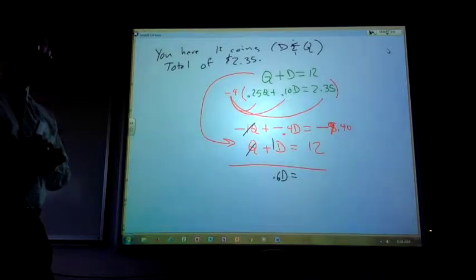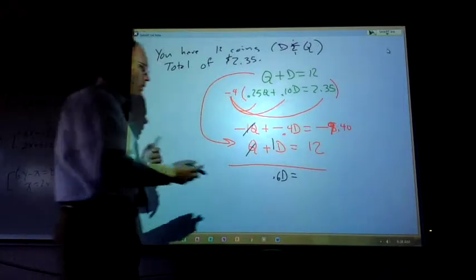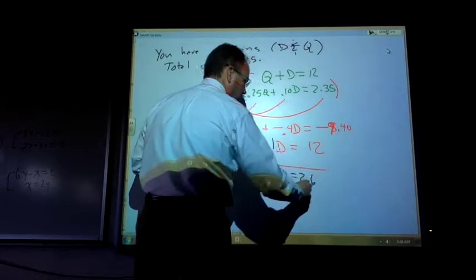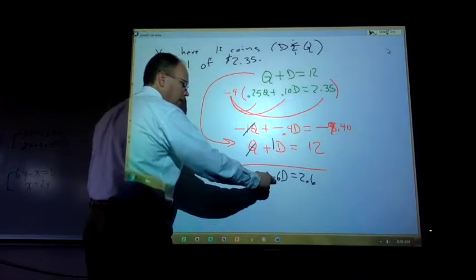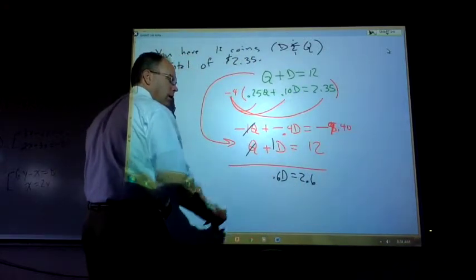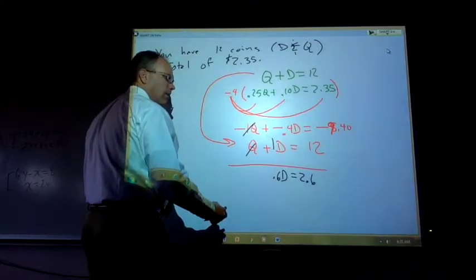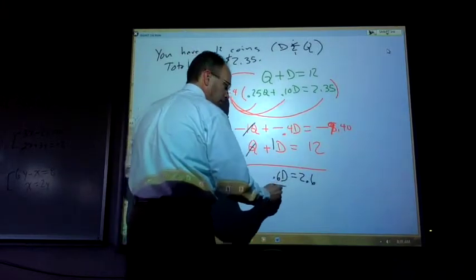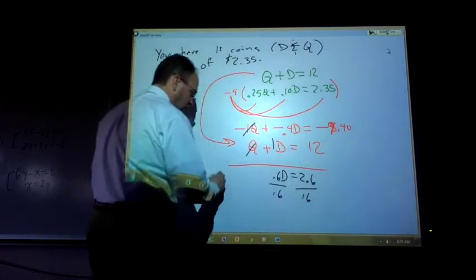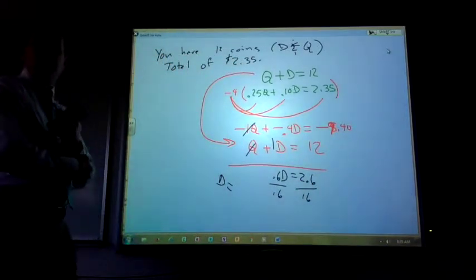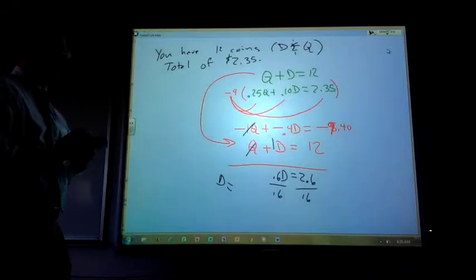Help me out. What is -940 added to 12? Wait, no. 940 plus 12. 2.6, thank you. And then, how am I going to get this 0.6 gone? Divide by 0.6. So D is equal to, what's 2.6 divided by 0.6? 4.3. Uh-oh.